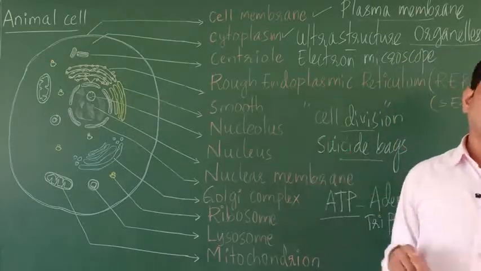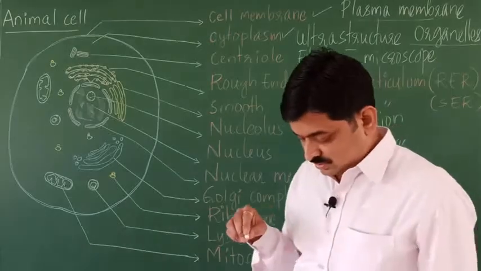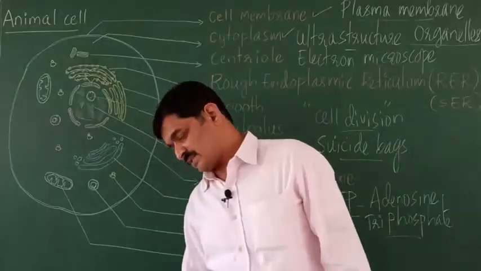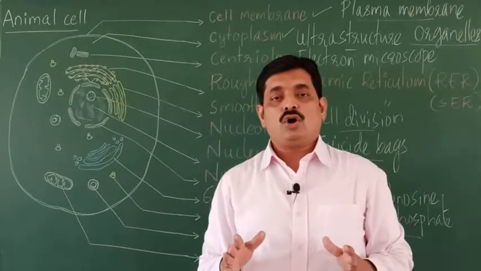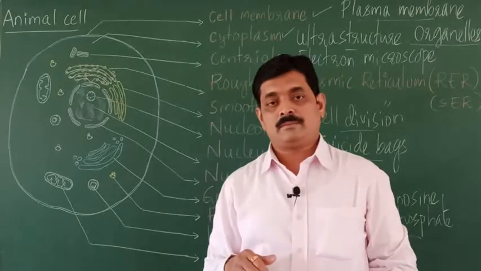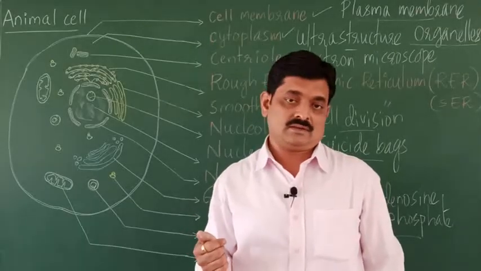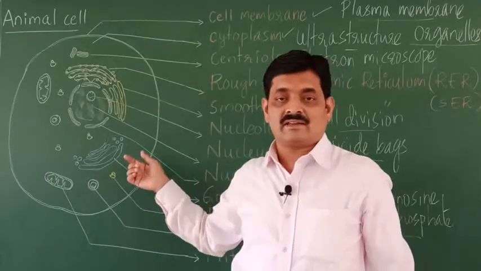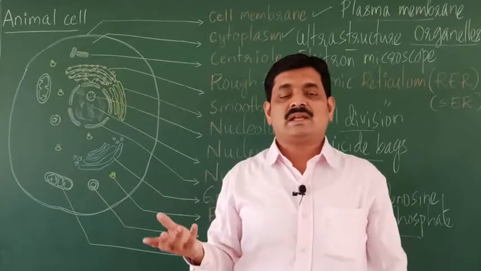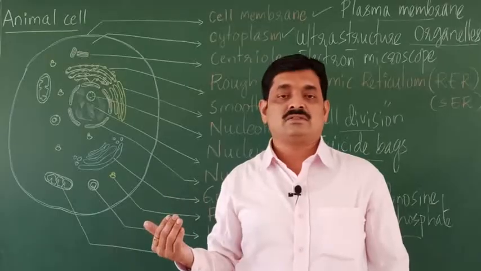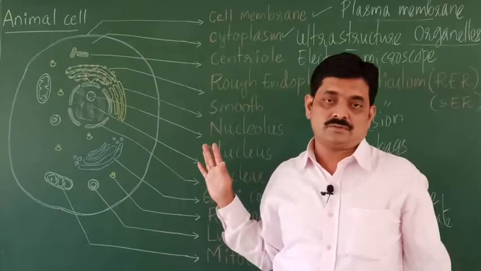So that is the ultrastructure of an animal cell. In the examination, you may expect a 5-mark question: draw a labeled diagram of the ultrastructure of an animal cell. So you have to draw this diagram and label these parts. Or sometimes you may expect: explain the ultrastructure of an animal cell. So you have to explain the structure in brief.